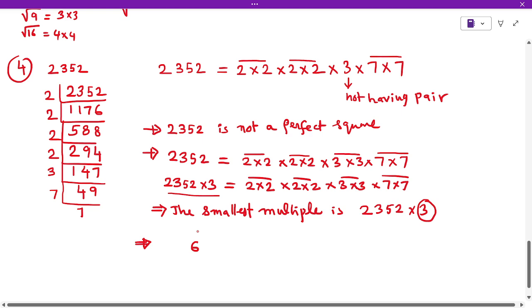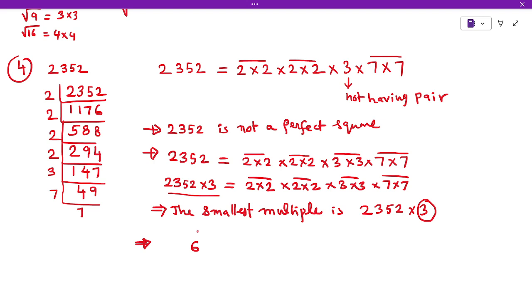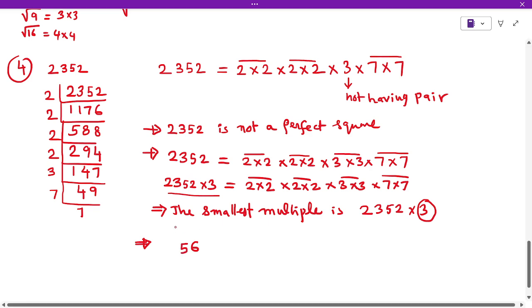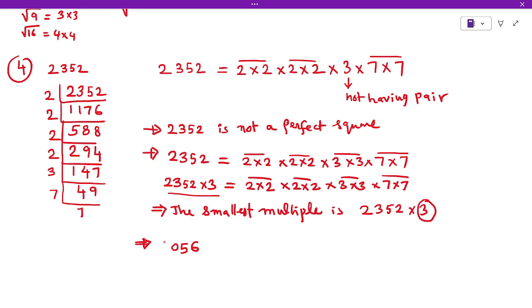3 2 is a 6, 3 5 is a 15, 3 3 is a 9, so 9 plus 1 is 10, 3 2 is a 6, 7. So 7056 is the new number, right? 2352 into 3. So this is the number.